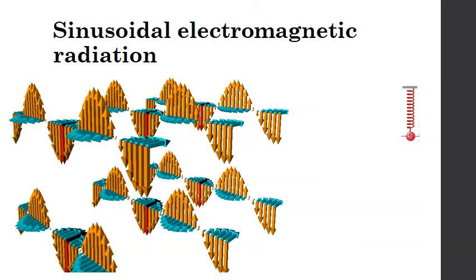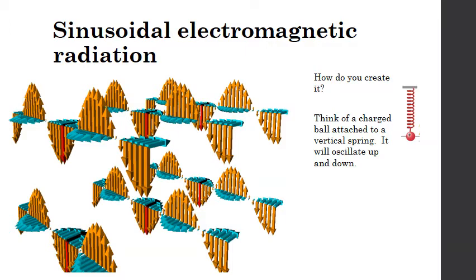So what we're going to talk about is how to produce this sinusoidal radiation. And you can see this picture. What you have is a charge attached to a spring, and we make it a positive charge. The thing is, how do we create it? Well, think of the charge attached to the vertical spring. It can oscillate up and down. And as it oscillates up and down, we can describe its position by this function.